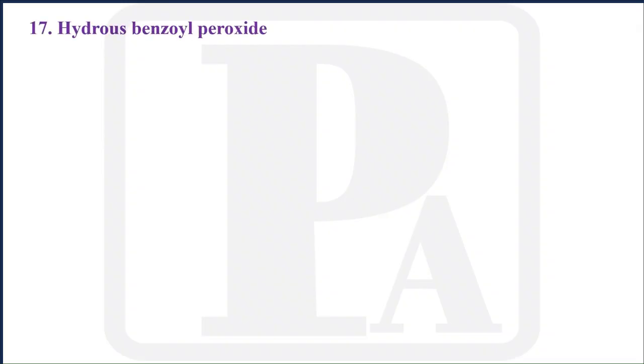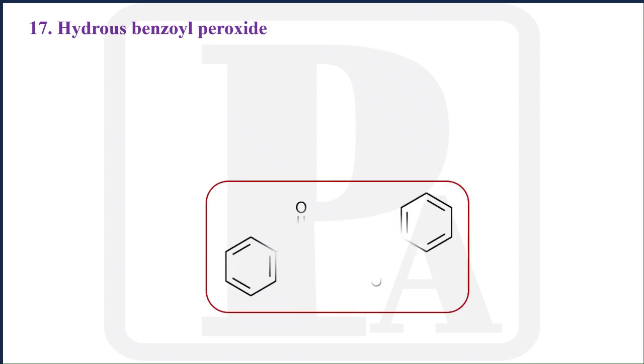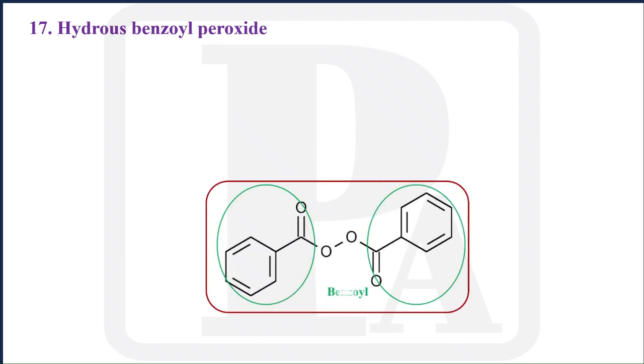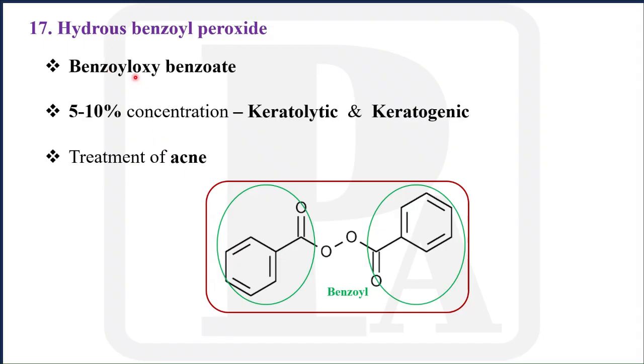hydrous benzoyl peroxide. This is the first example under this, hydrous benzoyl peroxide. Look at the structure. We have two benzoyl groups. In center we have two oxygens, that is called hydrous benzoyl peroxide. It is otherwise called benzoyl oxybenzoate. 5 to 10% concentration is used as a keratolytic and keratogenic, that is used in the treatment of acne.